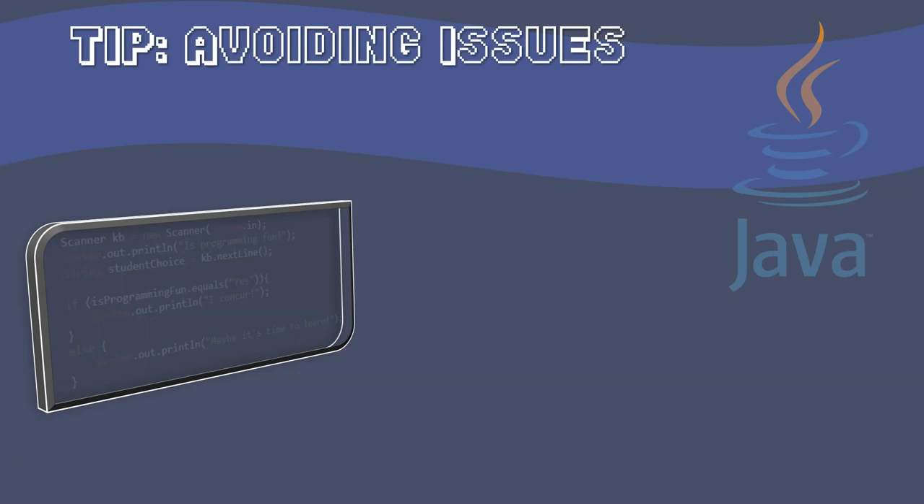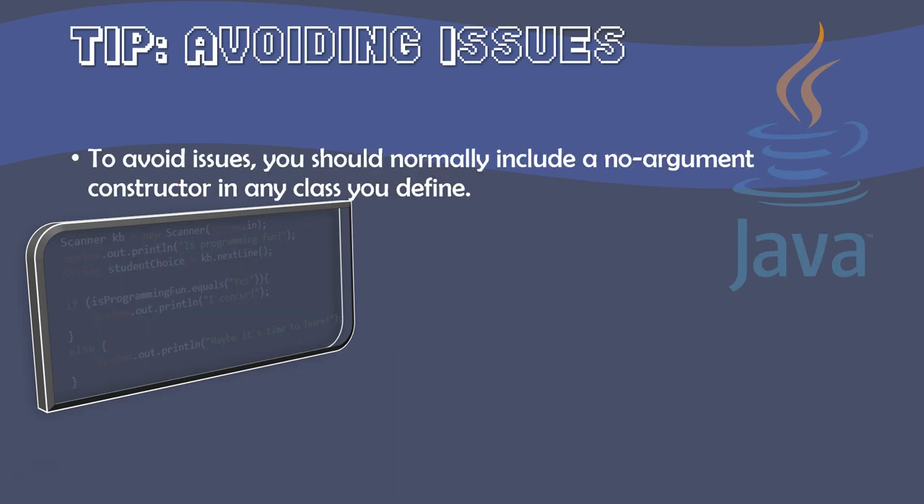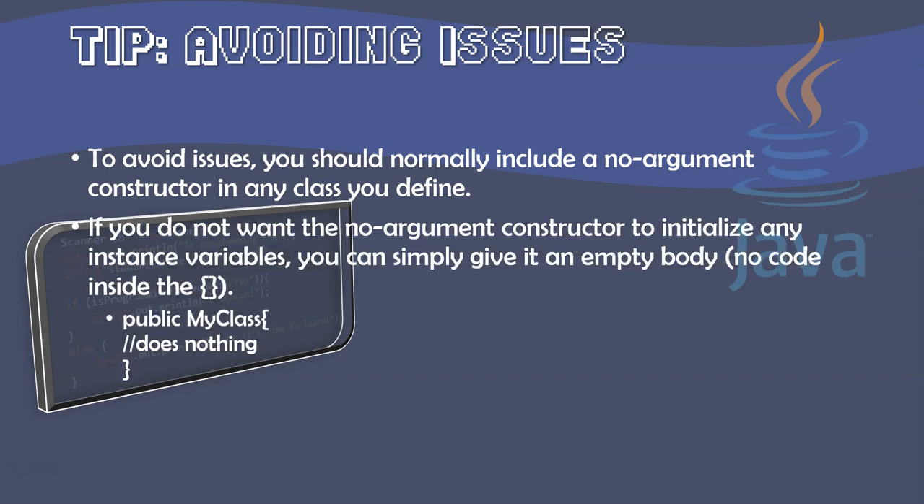So if we want to actually avoid these issues, it's pretty common for us to have a no-arg constructor in any class we define. Again, you can leave these empty because maybe you don't want it to do anything specific, but it's a great way to avoid potential issues. If you don't want the no-arg constructor to initialize any variables, for example, you can just give an empty body or put no code inside of your curly brackets. Public MyClass, and then open and close with those curly brackets, and inside it does nothing.